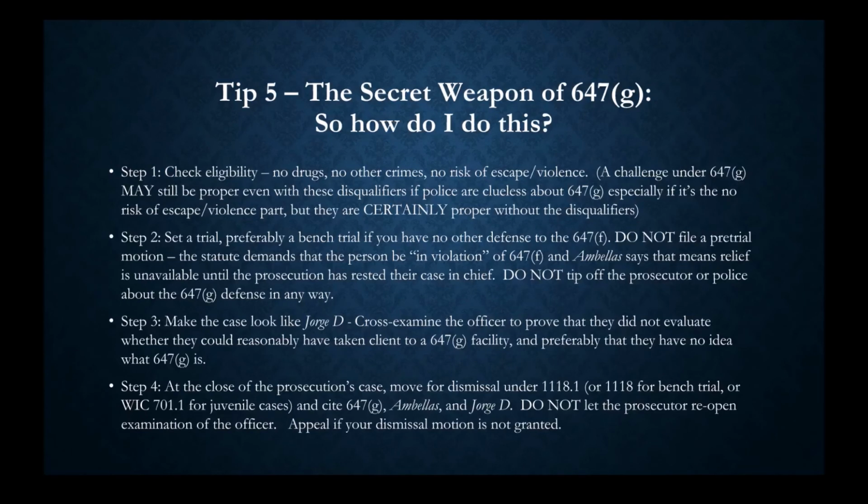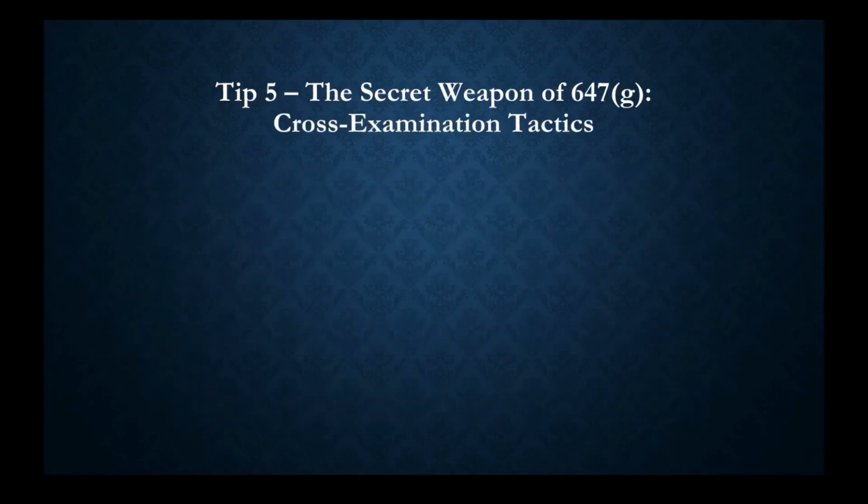Don't let them do that. As soon as you cross, they get one chance to rehabilitate through redirect, and if they fail to do it, which they will because they won't know what the hell you're talking about, don't let them go research it for an hour and then try again. They don't get to do that. And then you appeal it if your dismissal motion is not granted. We haven't really had to appeal it here. The judges have basically grudgingly gone along with our argument, but appeal it if you have a judge who's curmudgeonly or doesn't understand what you're trying to do.